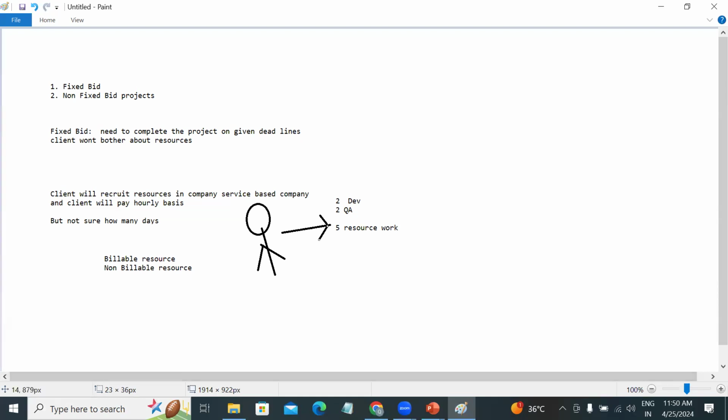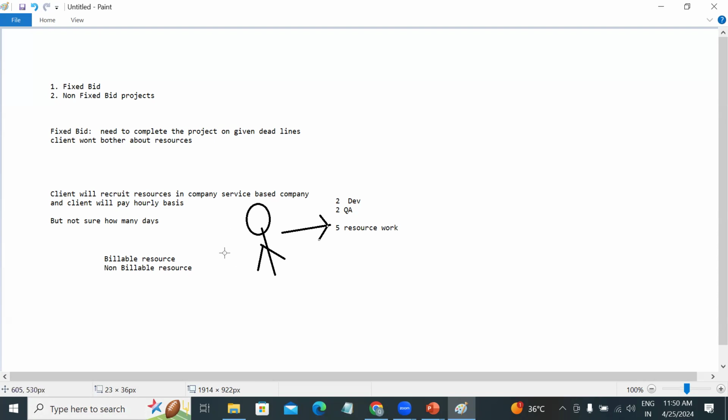Okay, and billable and shadow resources. So you are working in the company for a client, and the client pays money to your company for your billable work. But the client doesn't know about the shadow resource. For 2 months, I worked as a shadow resource in my experience. All the remaining were billable resources only.